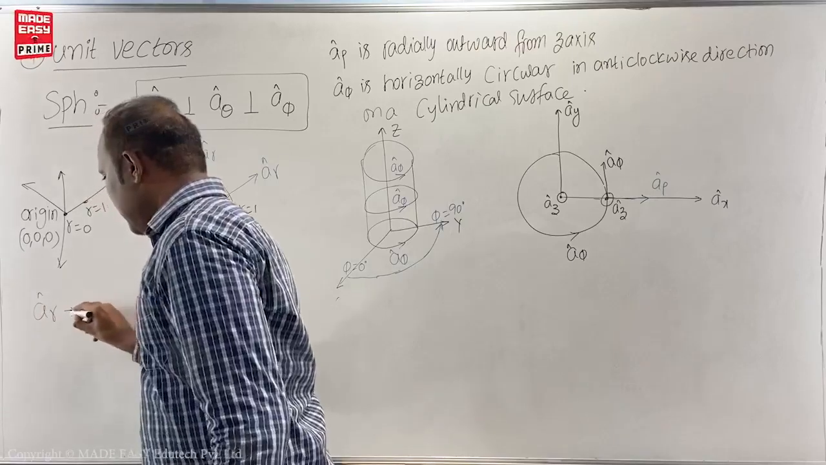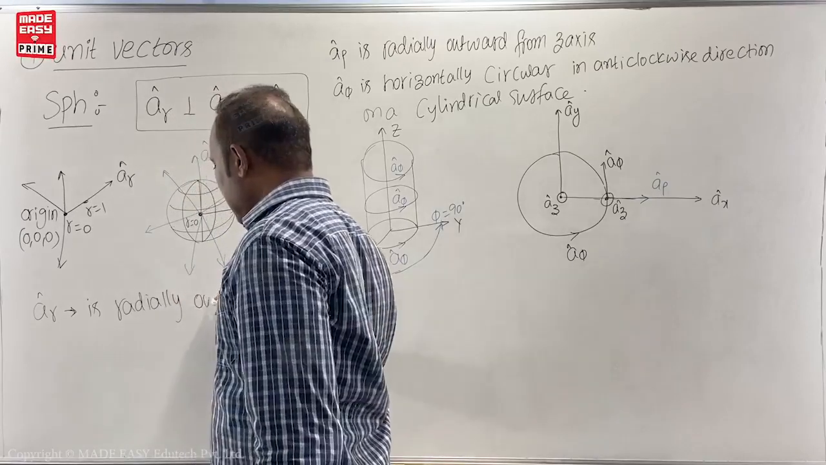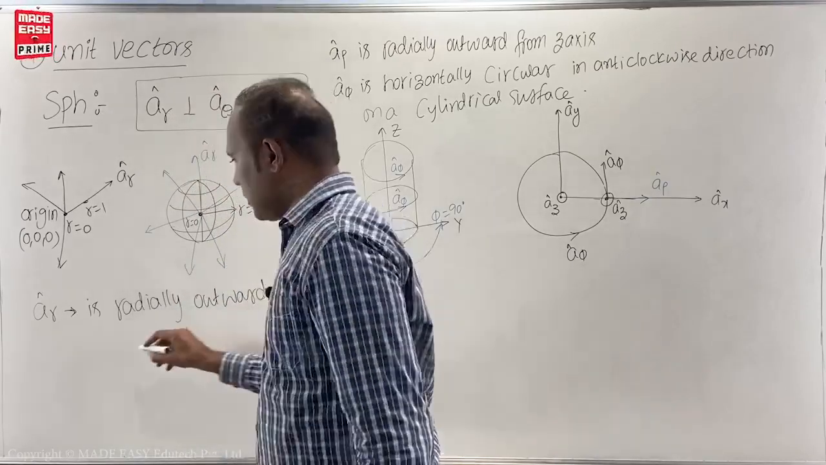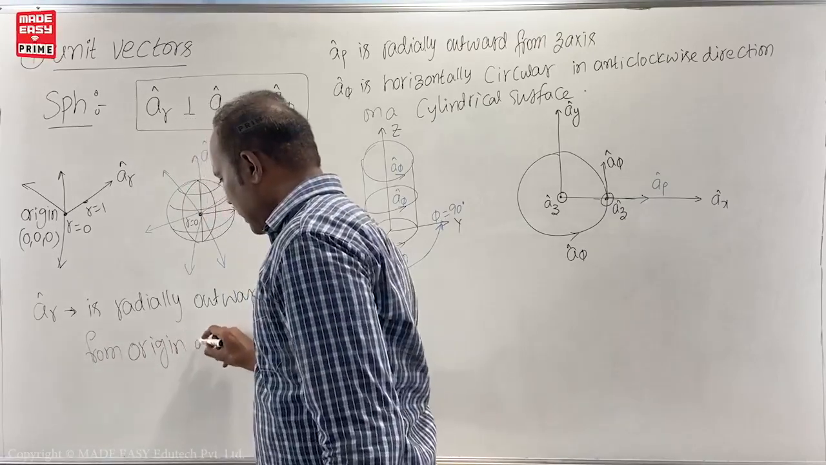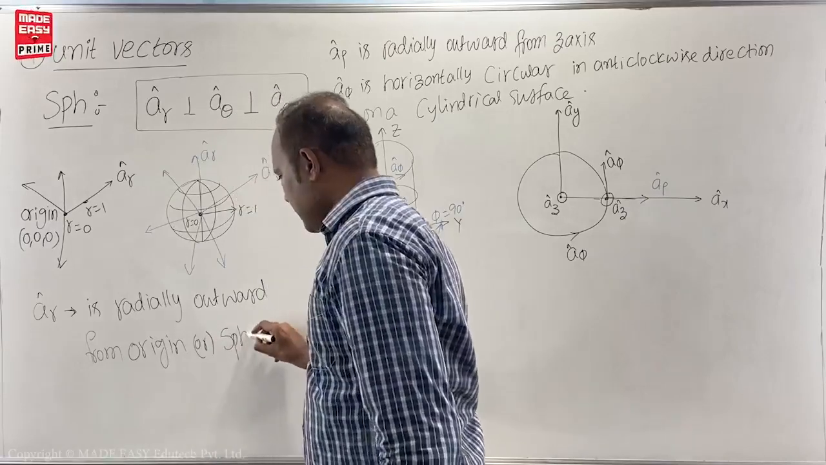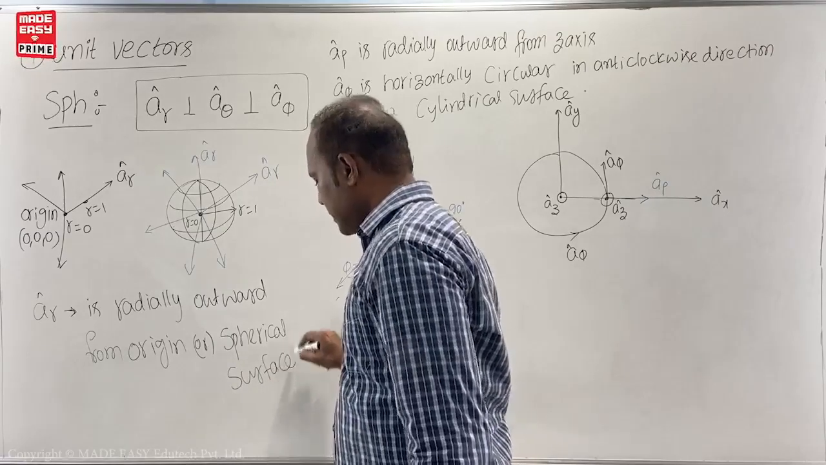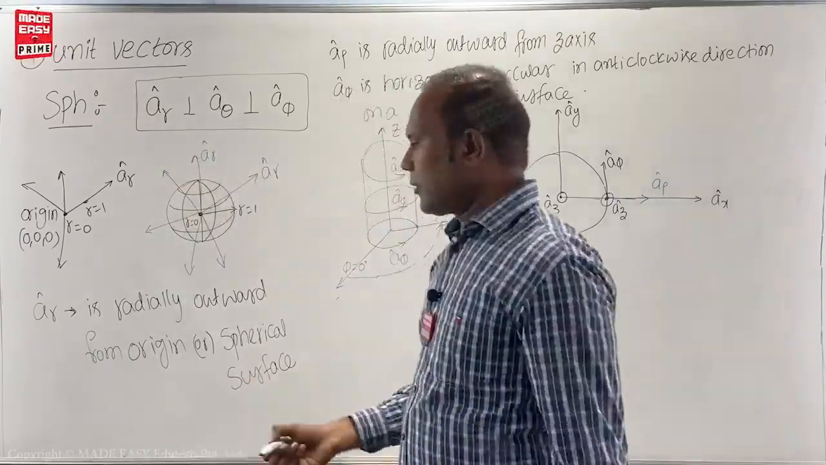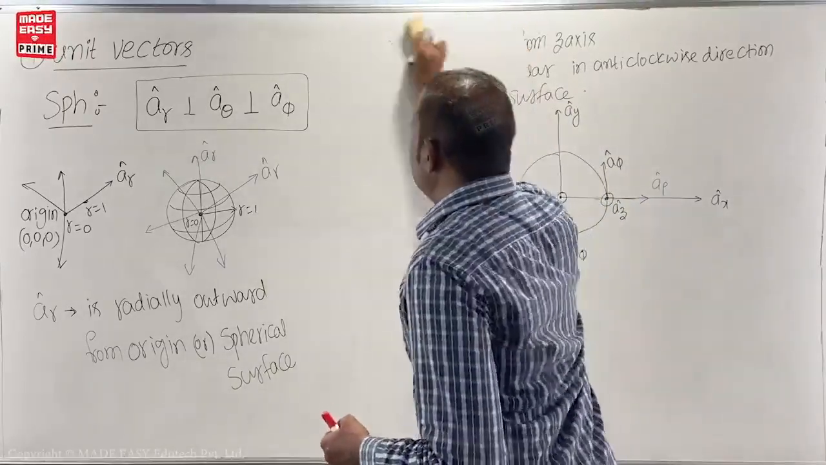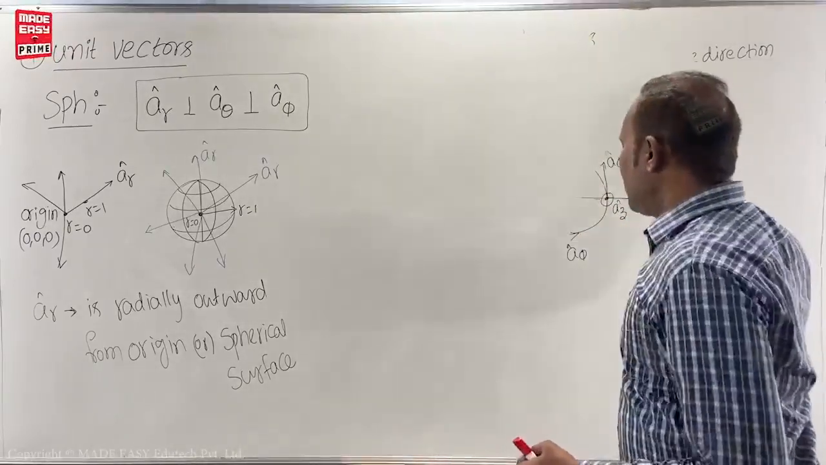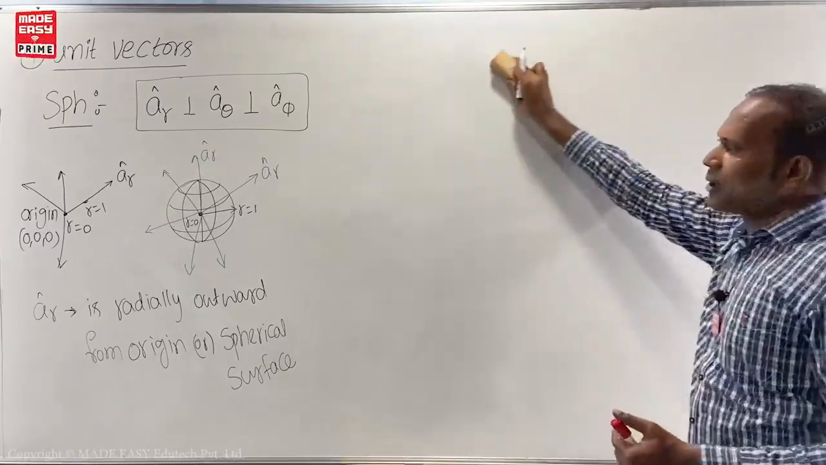So here, dear students, what is A R cap? A R cap is a unit vector. It is radially outward from the origin, or otherwise from the spherical surface, because this is a spherical surface. So radially means in the direction of radius. Now actually you have to study these things carefully, students, so that in mathematics also you will learn so many things. So both the things will become easy.